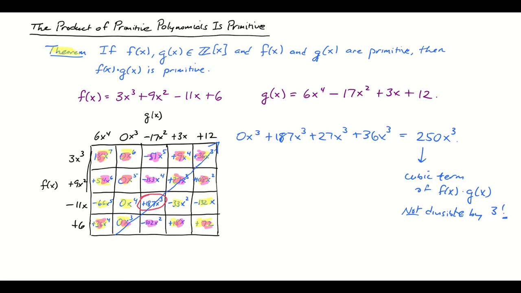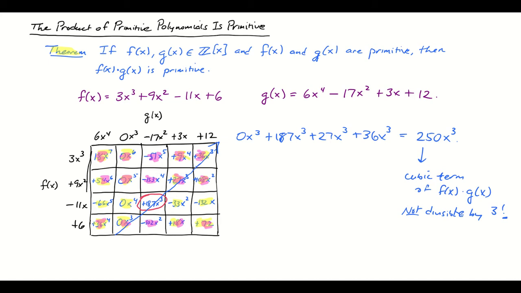So now I've established that for 3. The way that this theorem is going to go, the way that the proof is going to go, and we're going to do the proof in the next video, is we're going to show that there is no prime by which every coefficient of f of x times g of x is divisible. In other words, if I look at a specific prime and focus on that prime, I will always find at least this one little term out here that is not divisible by that prime. That's how the proof will work.